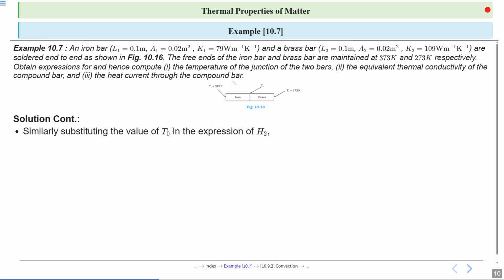Now similarly substituting the value of T0 in the expression of H2. H2 is the heat current for brass bar. Alright, so H2 equal to K2 A2 (T0 minus T2) divided by L2.